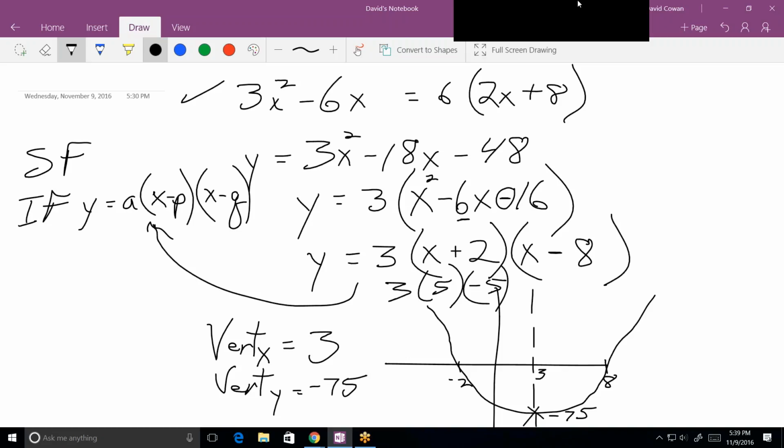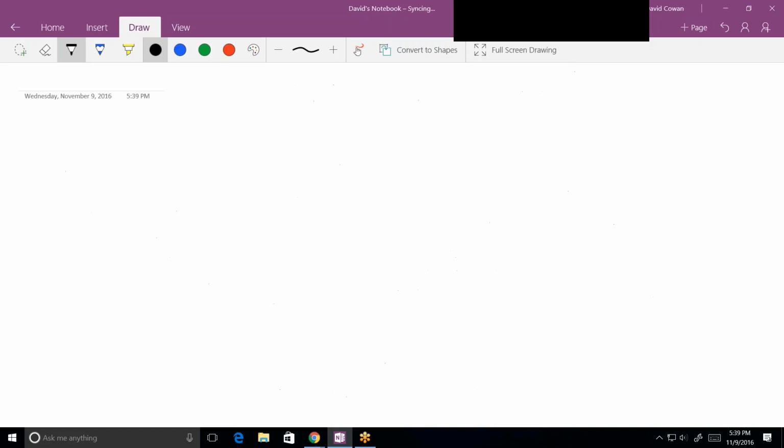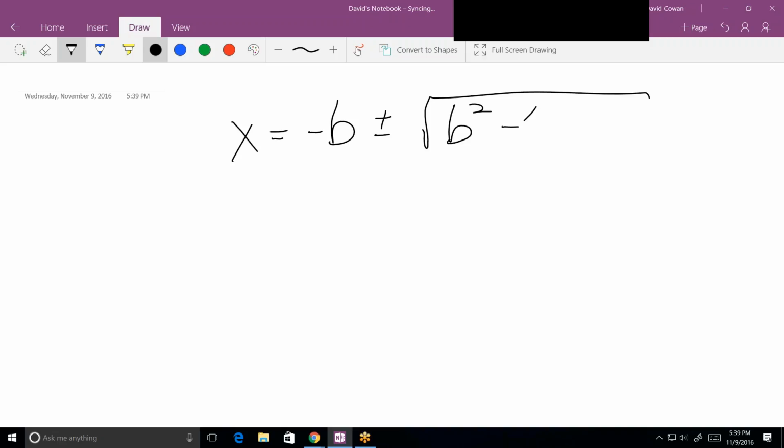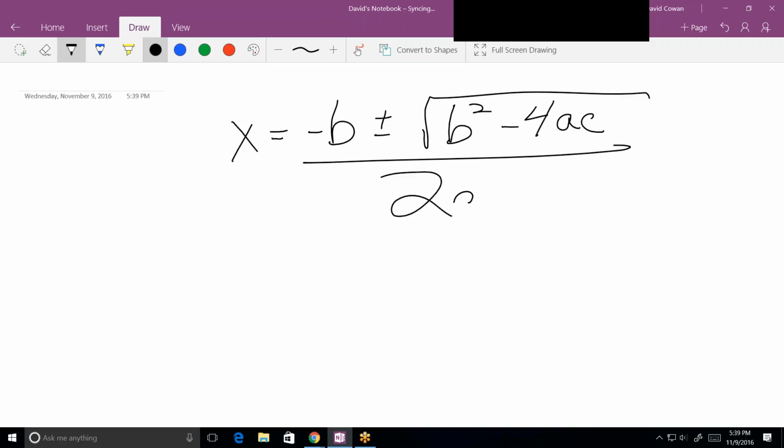All right. What else you got? Okay, when it asks to find the discriminant, what does that mean? There's a reason it has its own name. The part that's inside the radical sign is the discriminant. That's the b squared minus 4ac.